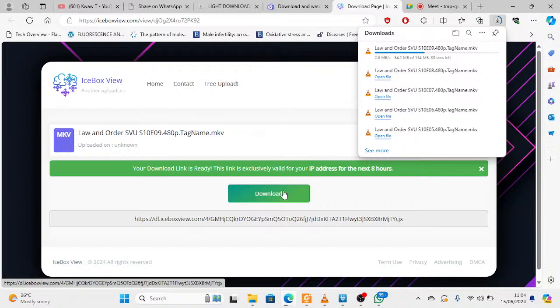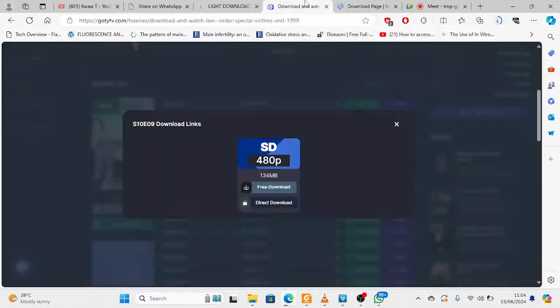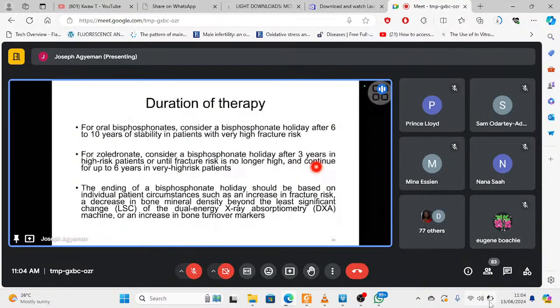Okay. So for zoledronate in particular, though it is a bisphosphonate, consider a bisphosphonate holiday after 3 years. So typical of MCQs, they can bring this one out and ask you to compare it with other bisphosphonates. Which of the following bisphosphonates calls for stoppage at 3 years? So they bring alendronate, ibandronate, etidronate, and zoledronate.